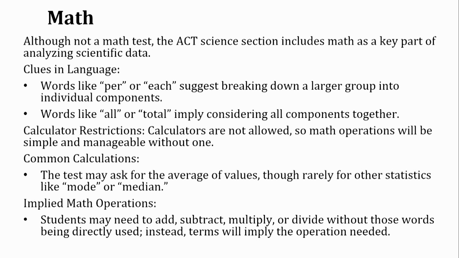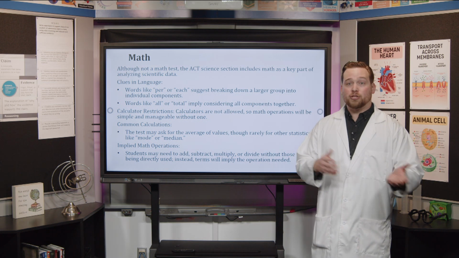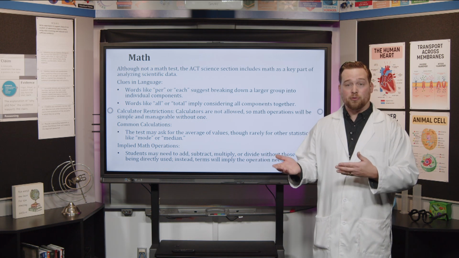Okay? As far as calculator restrictions go, calculators are not allowed on the science portion of the ACT. So the math operations will be simple and manageable. They know you don't have a calculator. So if you have to do any math, it is going to be math that you can do easily in your head. My suggestion would be just to round. Rounding is okay. If you have a value that's 9.8 and you're trying to multiply or divide it, just change it to 10. That's going to get you close enough.